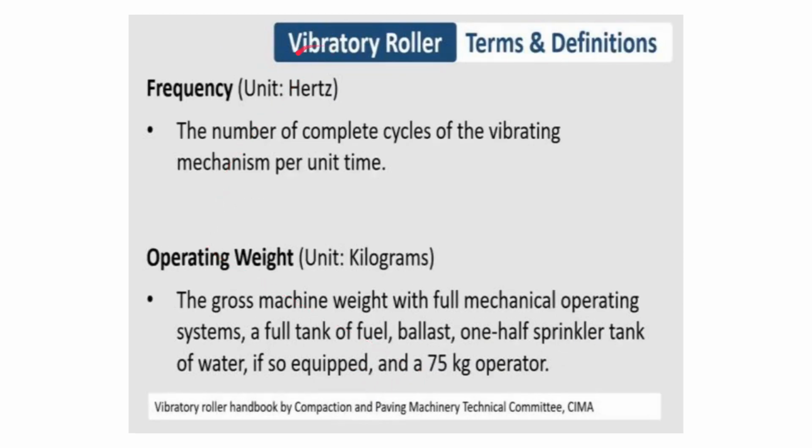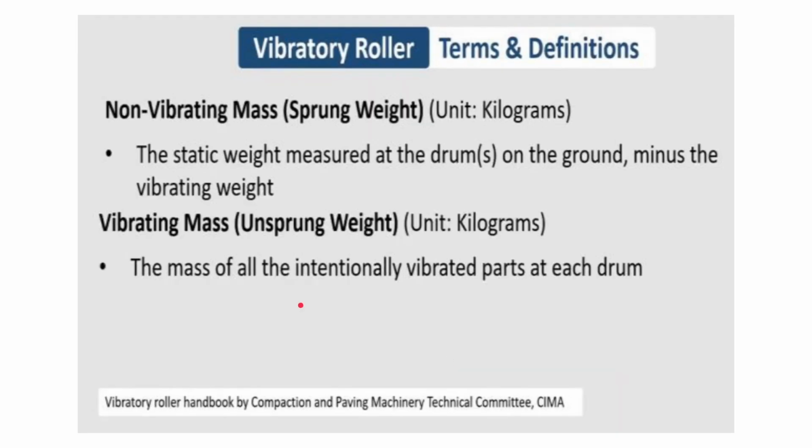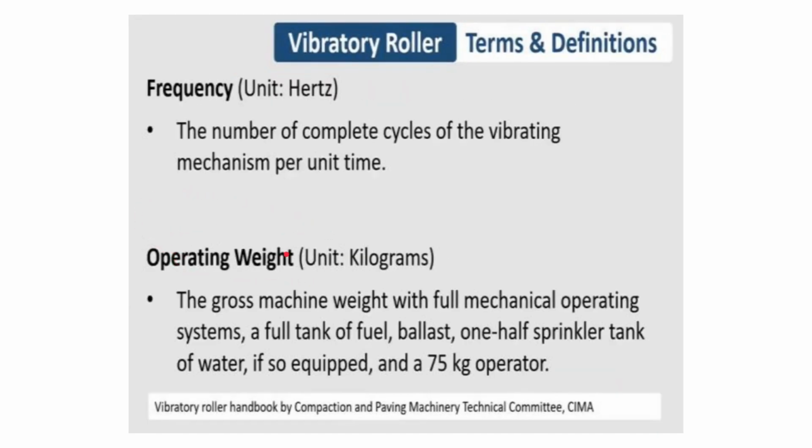Frequency, in hertz, is the number of completed cycles of the vibrating mechanism per unit time. Operating weight, in kilograms, is the gross machine weight, which includes the mechanical operating systems. That is the total value of full fuel tank, ballast, one half sprinkler tank, and also the person who is operating, say a 75 kg operator. So all those is the operating weight.